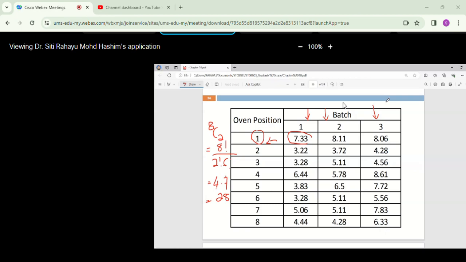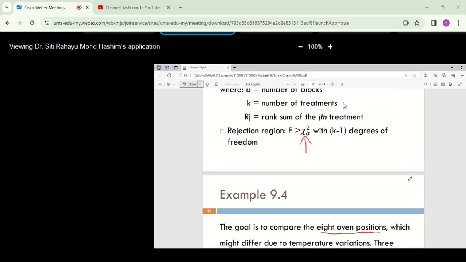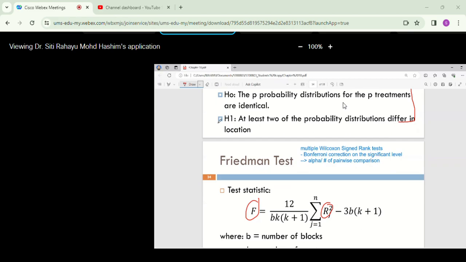So, how to correct the alpha? So, alpha divided by 28. Okay, where did I scribble earlier? Where is it? Oh, yeah. So, if you want to do multiple Wilcoxon signed rank tests, what you have to do is, say the alpha is 0.05, here it will be 0.05 divided by 28, which is very, very small, right? So the more the number of pairwise comparisons, the more difficult it is to reject the null hypothesis statement. Okay?